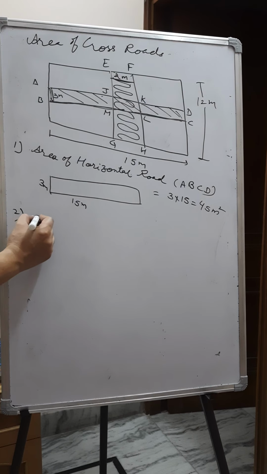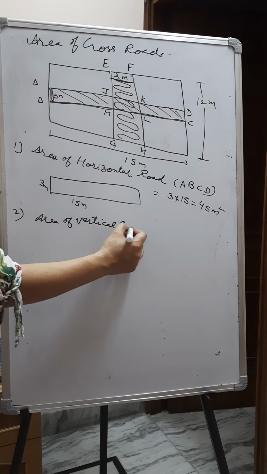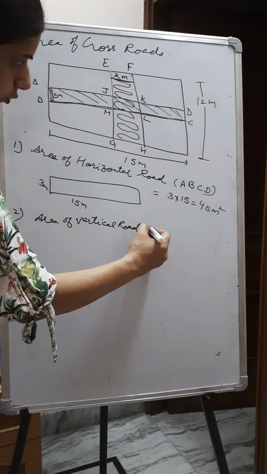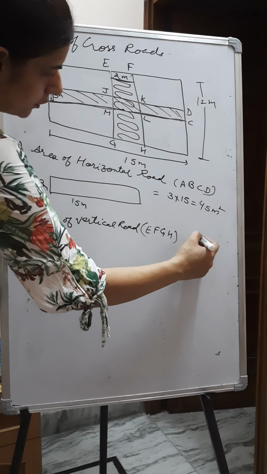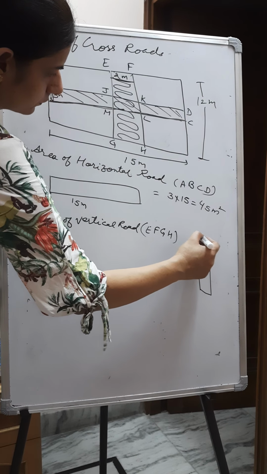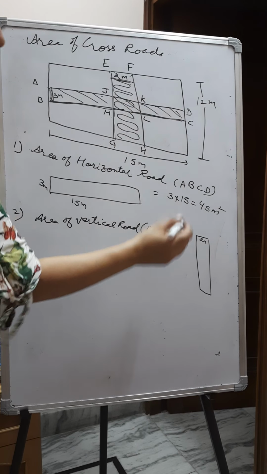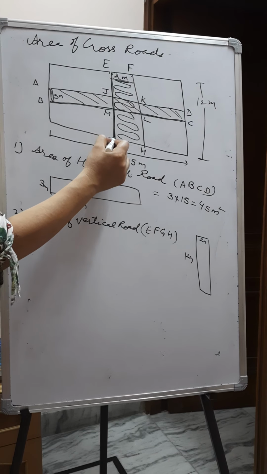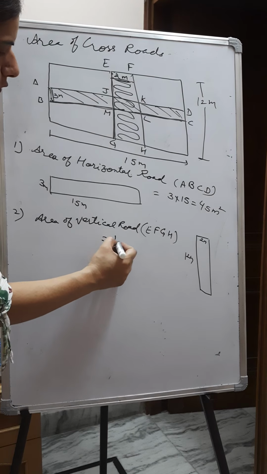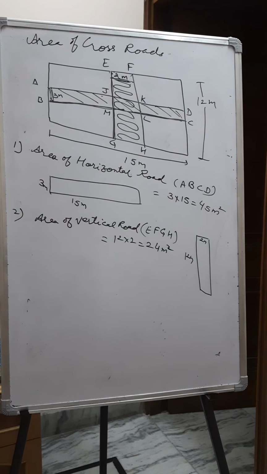Second step is the area of the vertical road, that is EFGH. The vertical road, this is 2 meter width and this is 12 meter, 12 meter down. This is 2, this is 12 and this is 2. It is 12 into 2, 24 meter square. Got it?